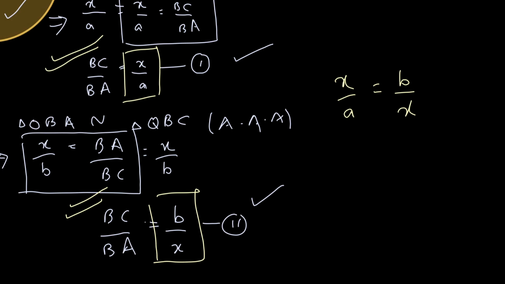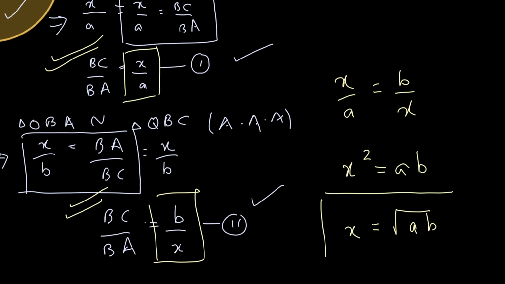Now by cross multiplication we get X square equals A into B, and by taking the square root on both sides I get X equals square root of AB. Recall that X is the radius of the yellow circle, A is the radius of the blue circle, and B is the radius of the pink circle. Here we have got a very beautiful relation between them: the radius of the yellow circle equals the square root of the product of the radii of the pink and the blue circles.